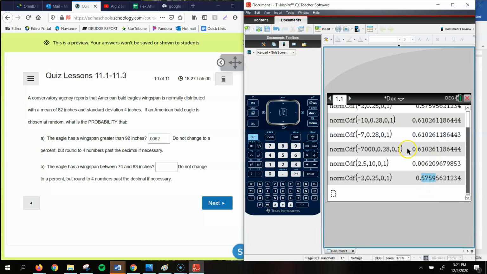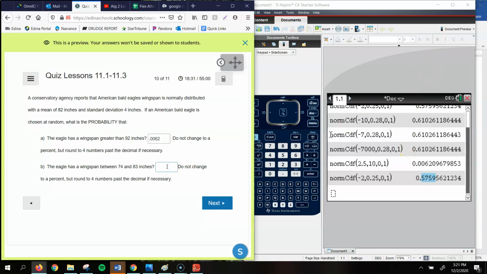So it'll be 0.5760. Or if you said 0.576, that'd be fine. You wouldn't want to leave it as 0.5759 because after the 9 is a 5, and so with rounding, we'd want to round that up to the next closest number, which is going from 59 to 60. So 60 is the last 2 digits there.